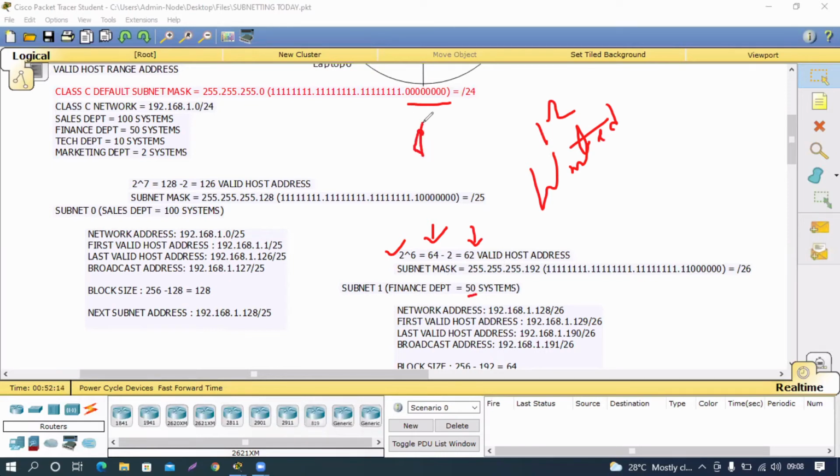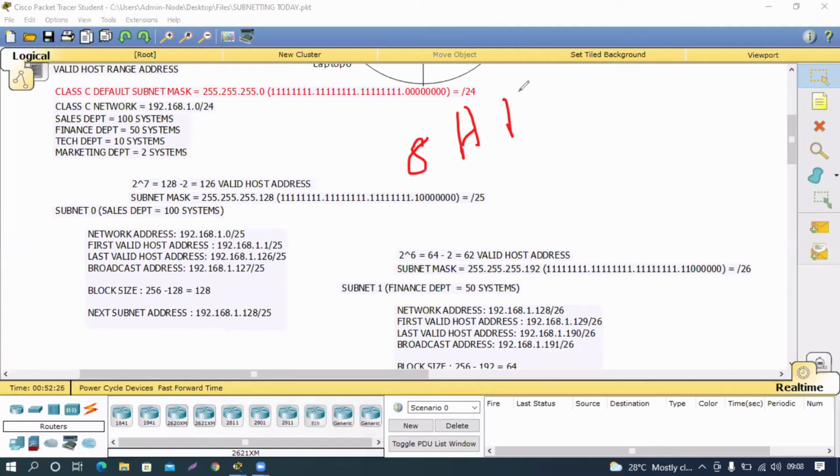Out of 8 host bits, how many do we need? 6. You are having 8 host bits, and out of 8 host bits you need 6. So if you take 6 host bits, then we are getting 2 network bits over here, right? These are your 6 host bits, and these 2 bits are going to the network.